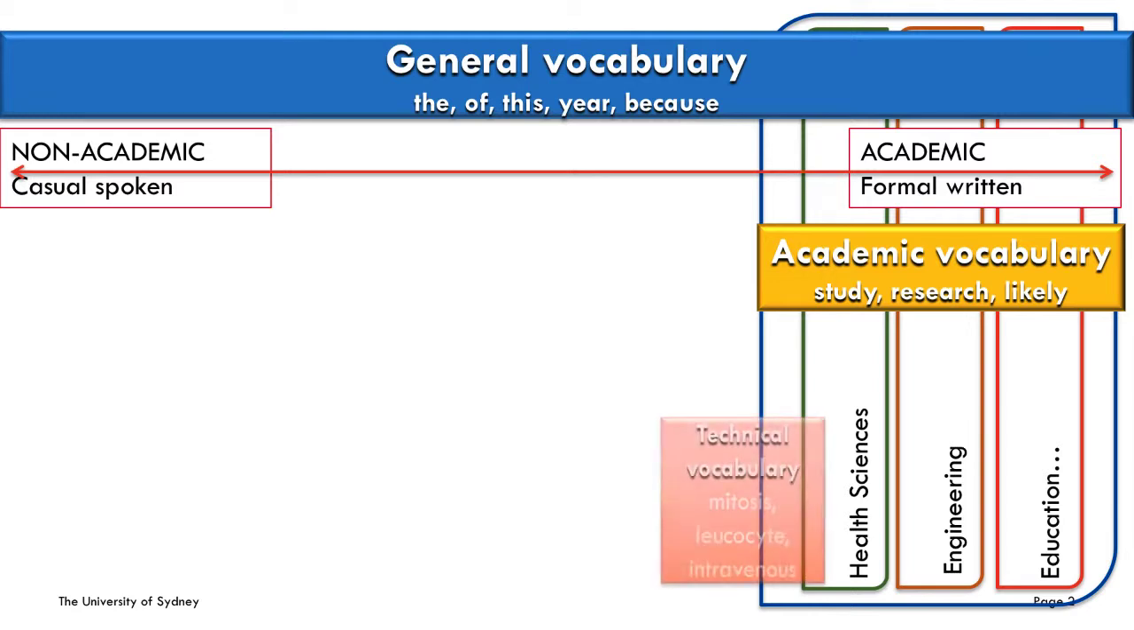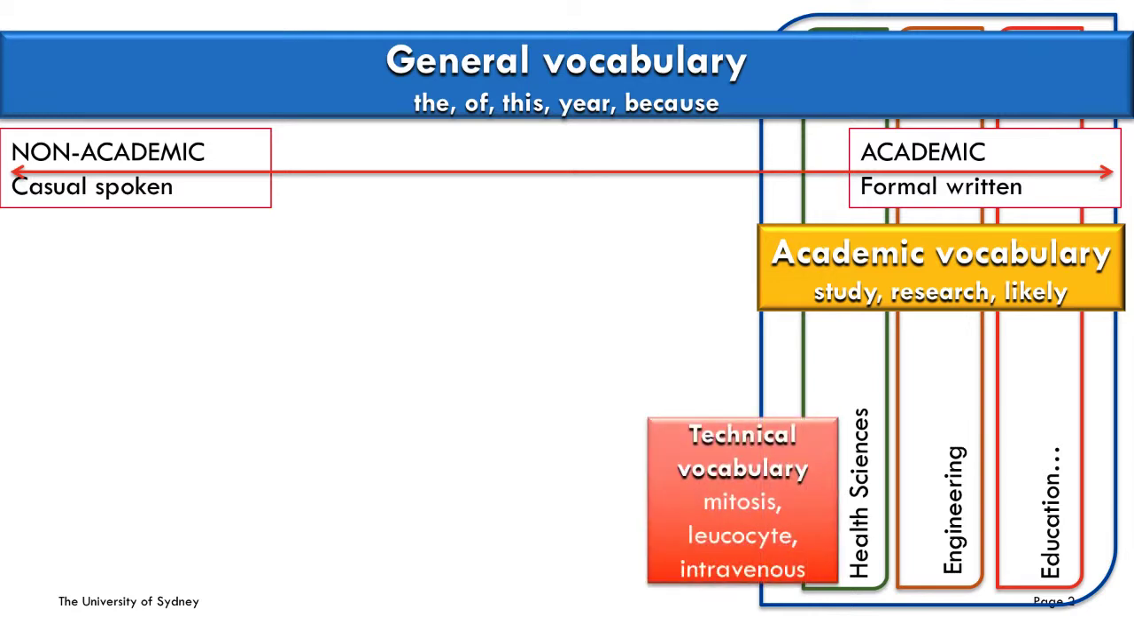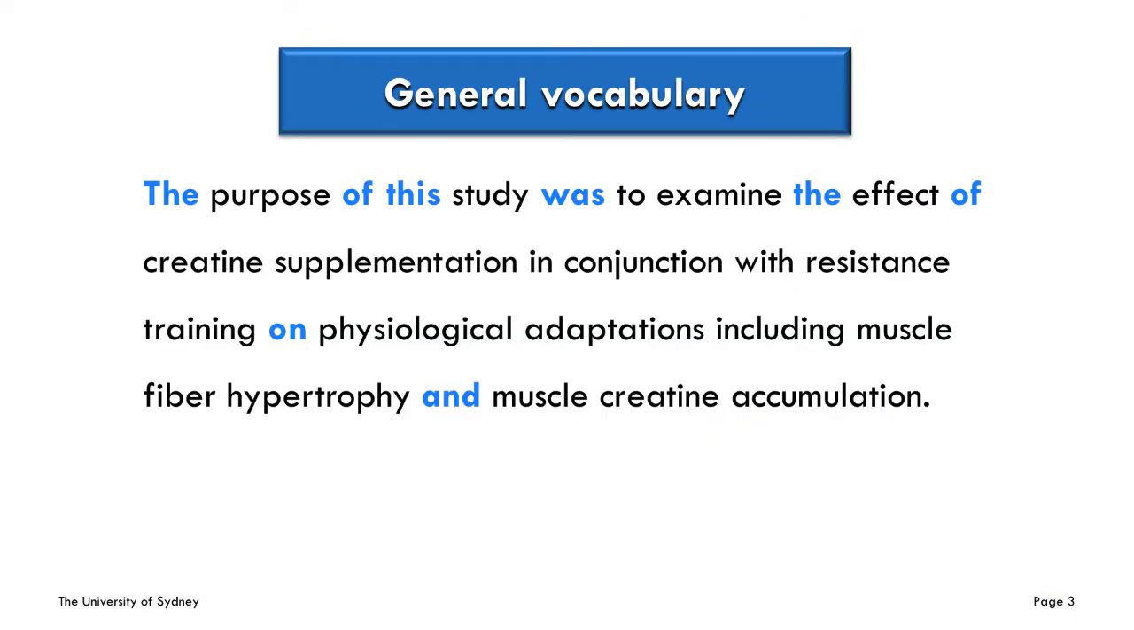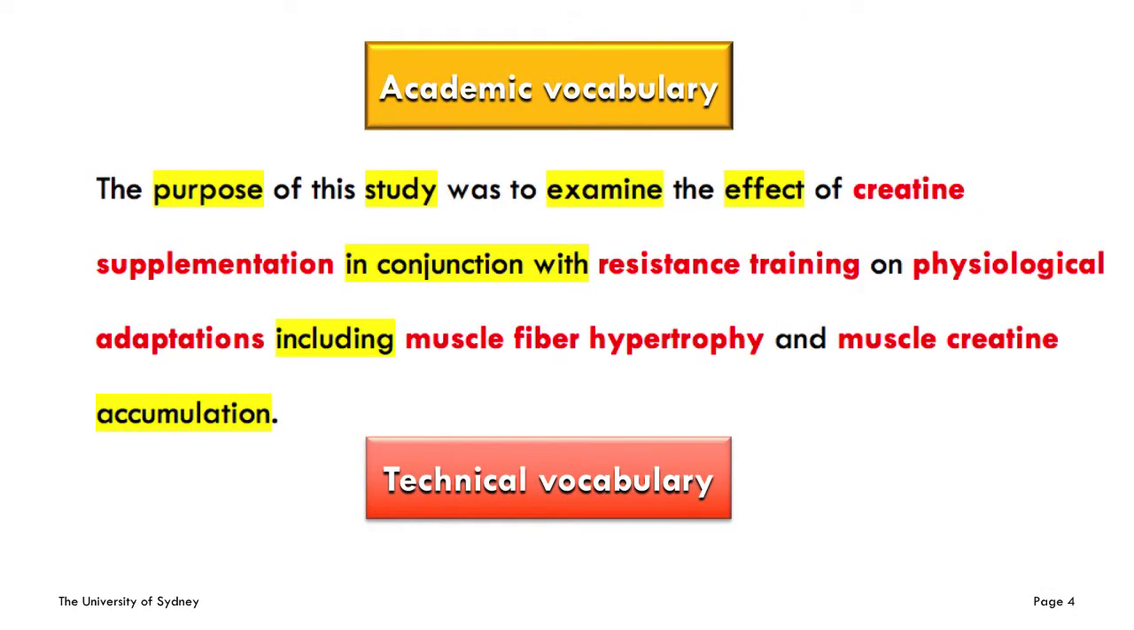The third type is technical vocabulary, which are words specific to particular disciplines, such as mitosis, leukocyte, or intravenous in the health sciences. One way of improving your academic style is to identify these different types of vocabulary in the text you read in your units of study and try to replicate these patterns in your own writing. In this video, I'll show you 3 online tools that can help you with this task.